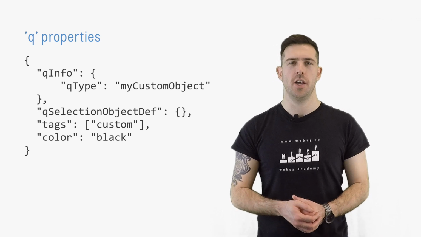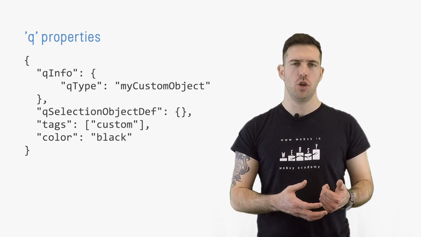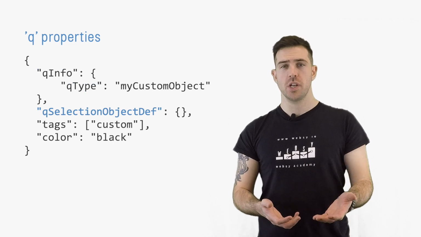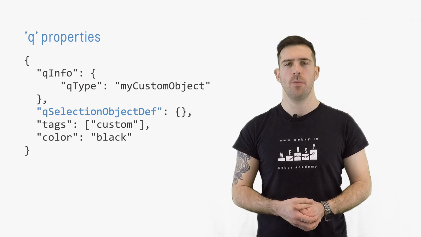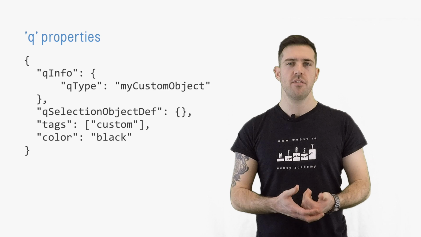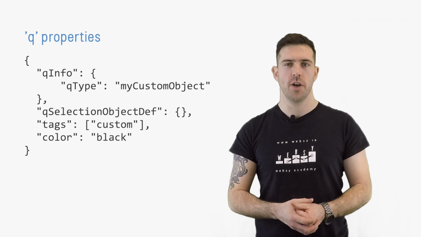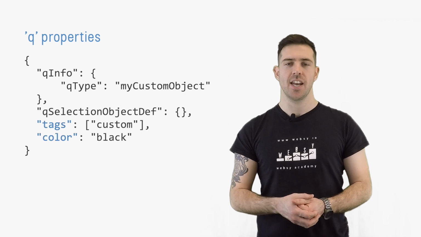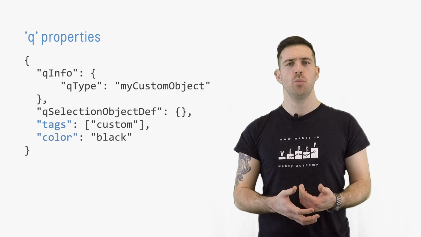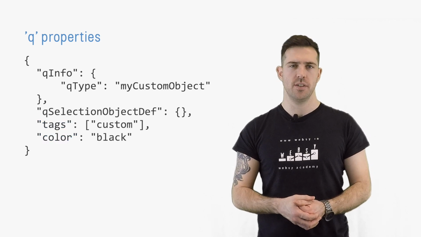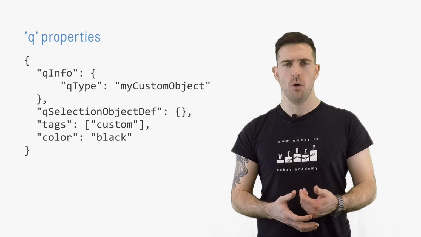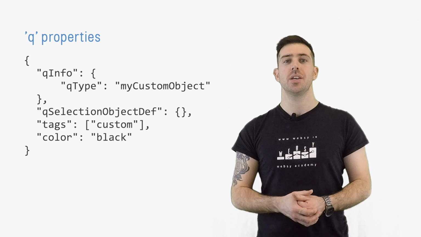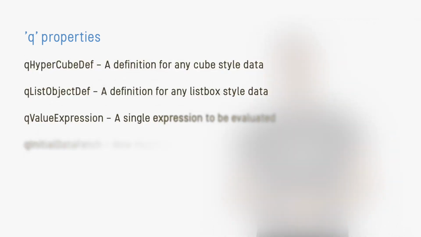As we mentioned earlier, all properties that start with q are properties that the engine understands. The value qSelectionObjectDef, for example, will be recognized by the engine and evaluated accordingly when required. We can also see that the definition has a tags and a color property, which the engine will ignore from a calculation perspective, but they will persist with the object and can be used in our client code. Here are a few example properties that the engine will use.